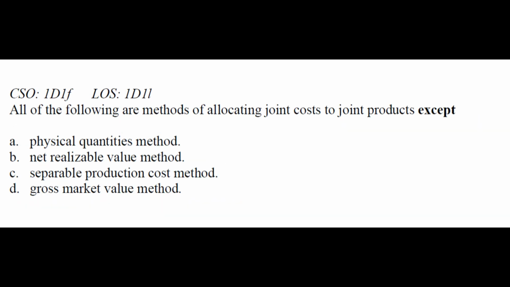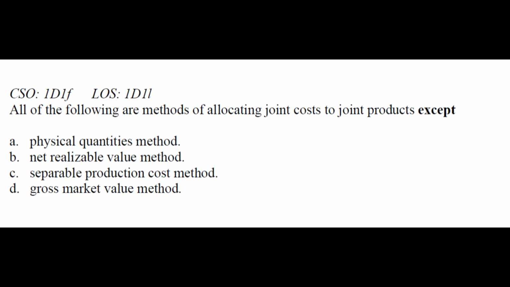This question tests knowledge of joint cost allocation methods used in process costing where joint products are produced. Joint costs are incurred before the split-off point, where multiple products become separately identifiable. Since these costs cannot be directly traced to individual products, they must be allocated using systematic methods. Key idea: the question asks for the method that is not used in allocating joint costs.